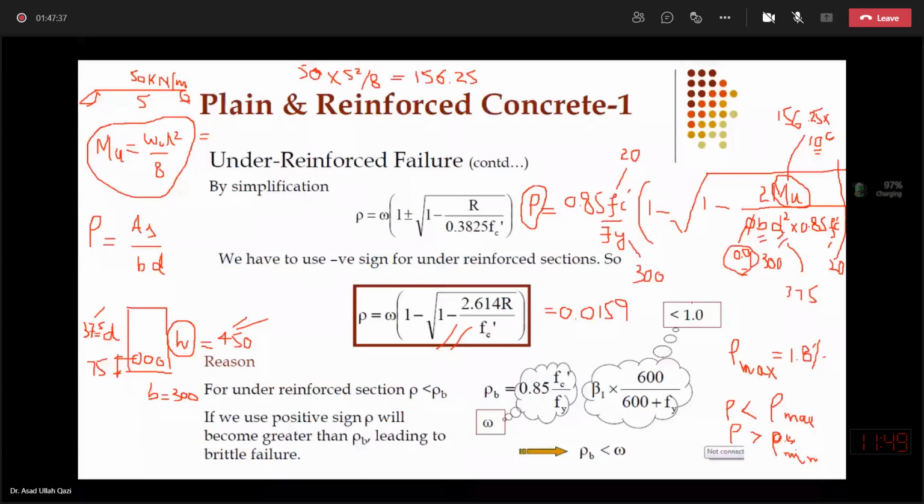And if I multiply this rho with BD, I can get the area of steel. So area of steel is 0.0159 into B 300 into D 375. So how much area of steel will you get in millimeter square?